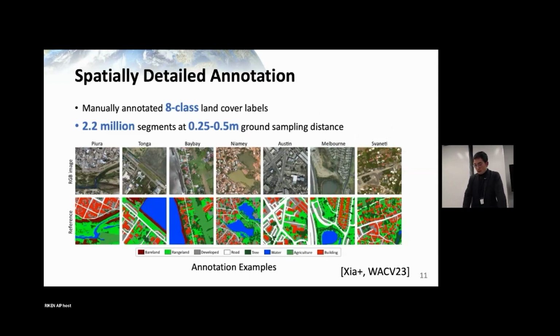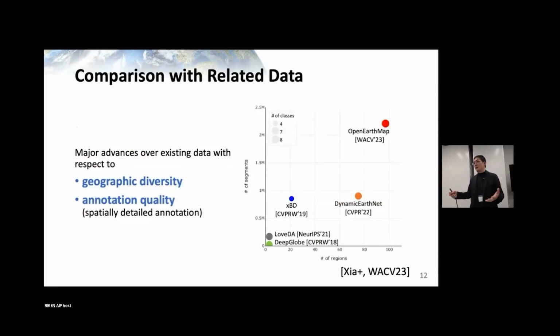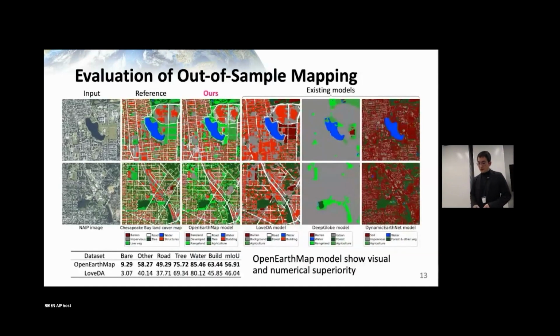And this very high resolution semantic segmentation is an obvious task that everyone wants to do. So there are some competitors like German Aerospace Center or US Department of Defense and some other universities and institutions. And our data set has the advantages over other existing data sets in terms of geographic diversity and annotation quality, which is measured by the number of segments. And this difference makes a difference during the inference.